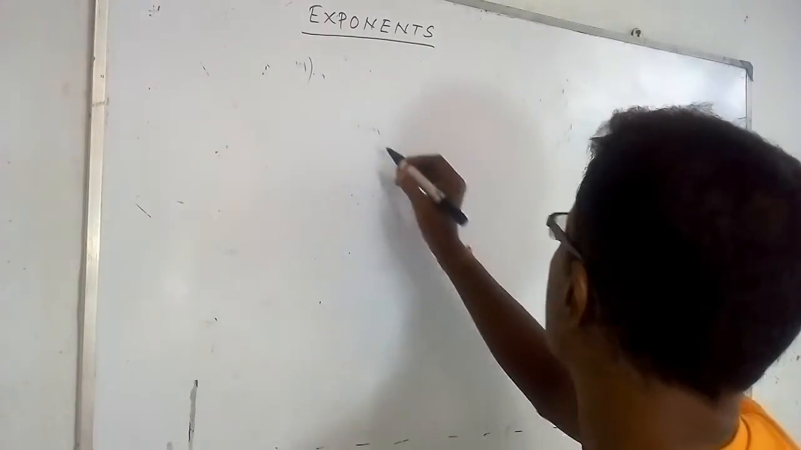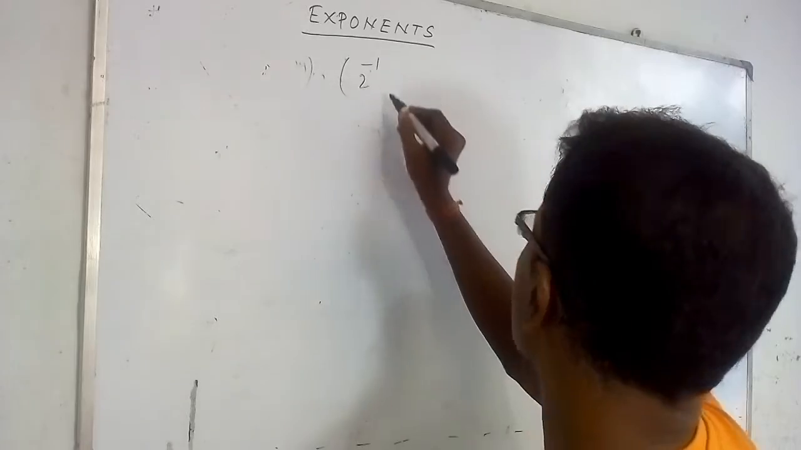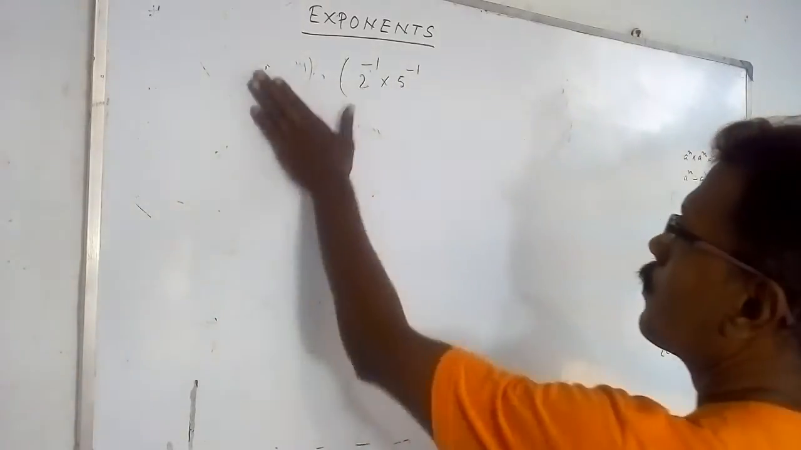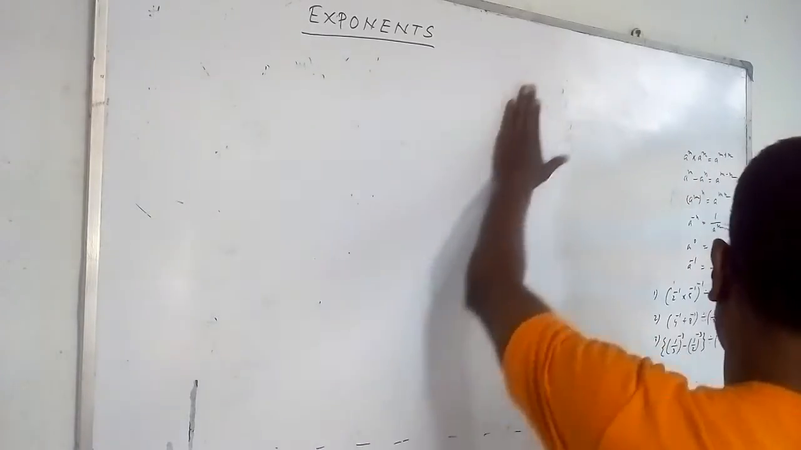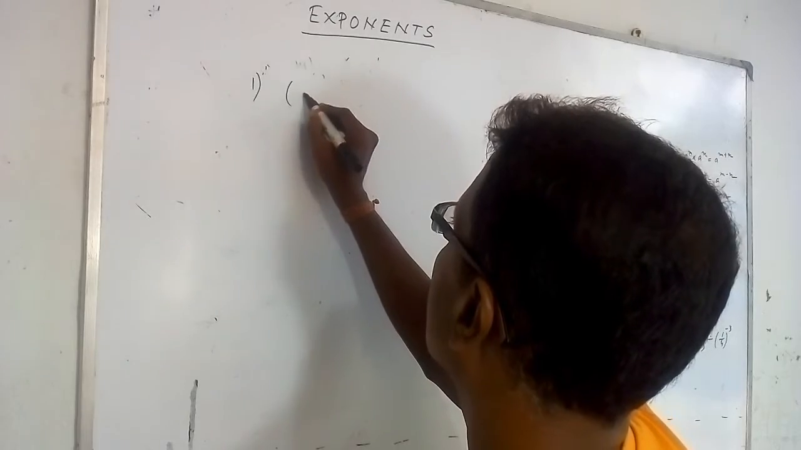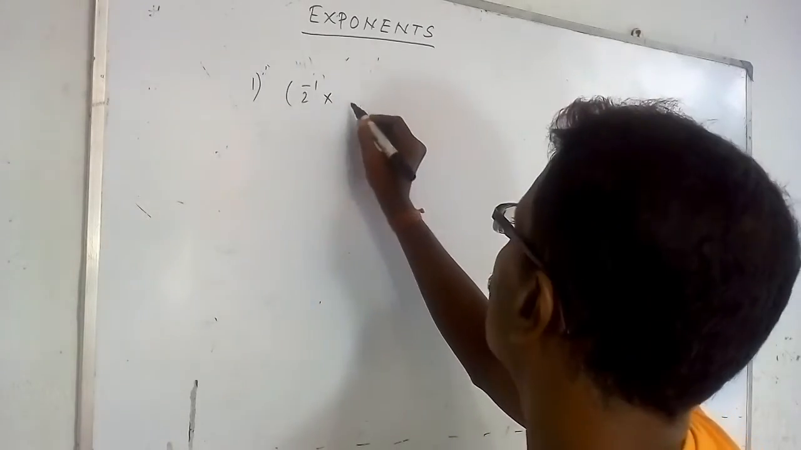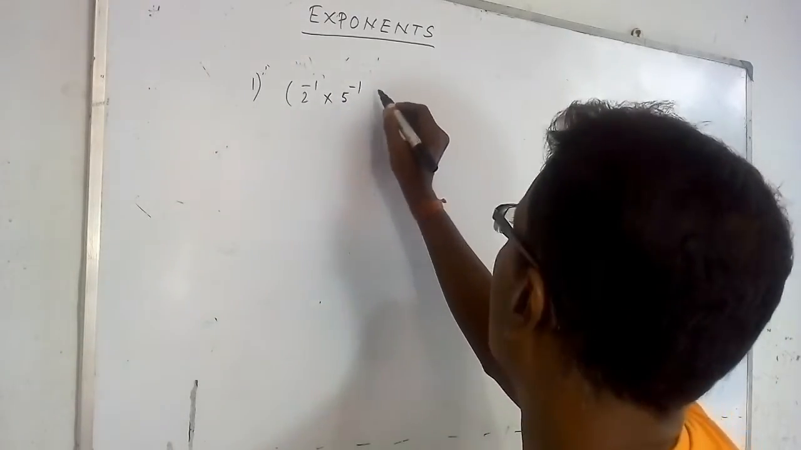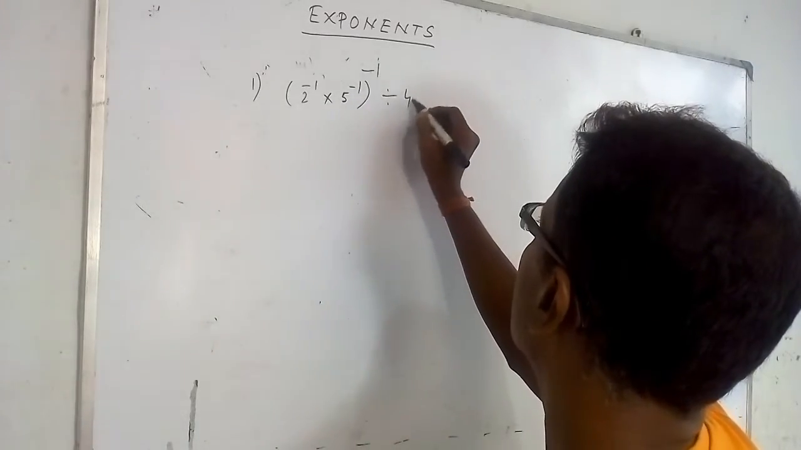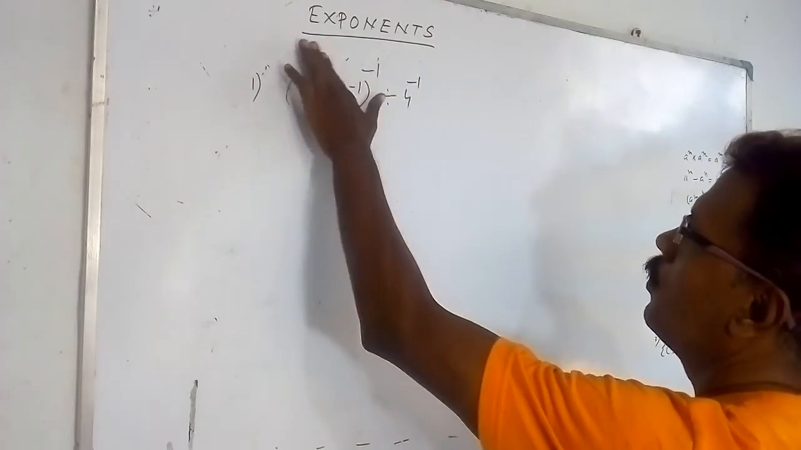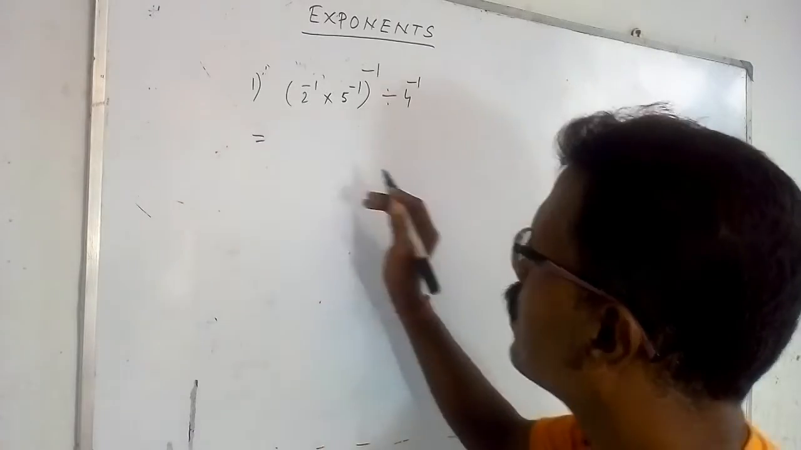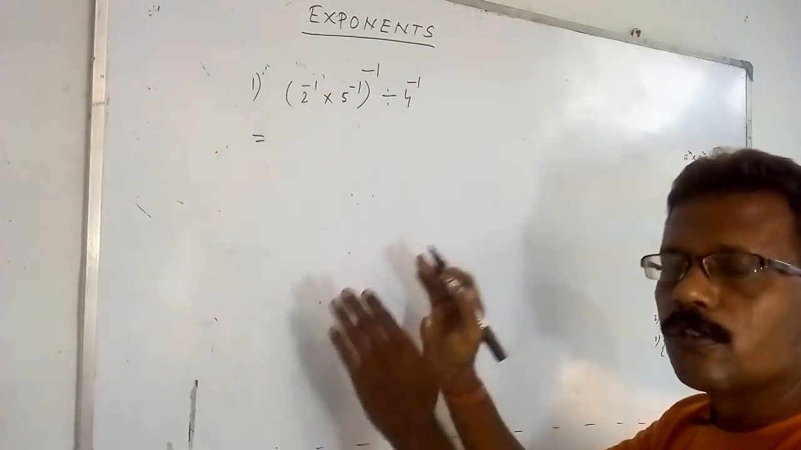First problem, 2 to the power minus 1 into 5 to the power minus 1, whole to the power minus 1, divided by 4 to the power minus 1. This is our first problem. Now we have to evaluate it using the formula we have just learned.